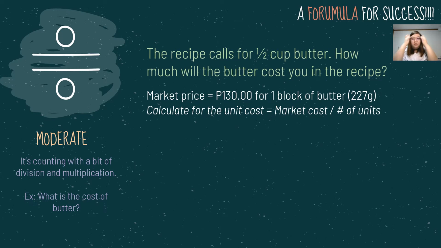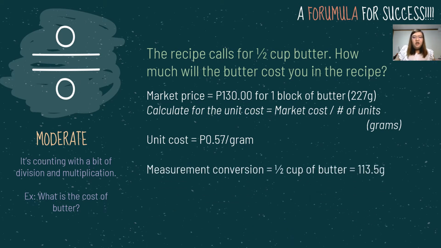Okay, so the smallest quantity, the smallest measurement of your quantity for butter is grams. For solid it will be grams. For liquid ingredients it will be ml. Okay, so we divide 130 by 227 grams, we get 0.57 pesos per gram. So that's how much your butter costs per gram.